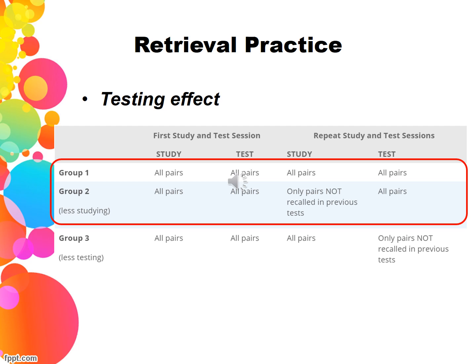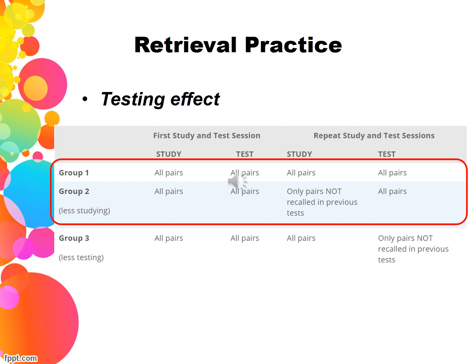The only difference is when it comes to the repeat study and test session, which is the second trial. They don't need to study words that they already recalled during the test session for the first trial. They just need to study whatever words they can't recall. And then during the test session for trial 2, they need to recall all the words.